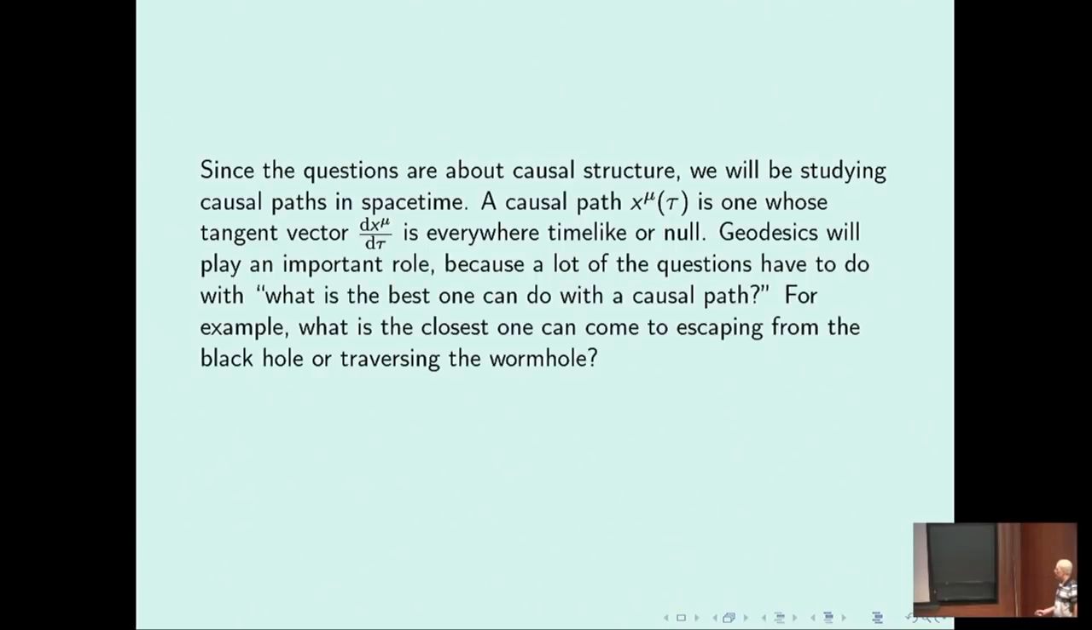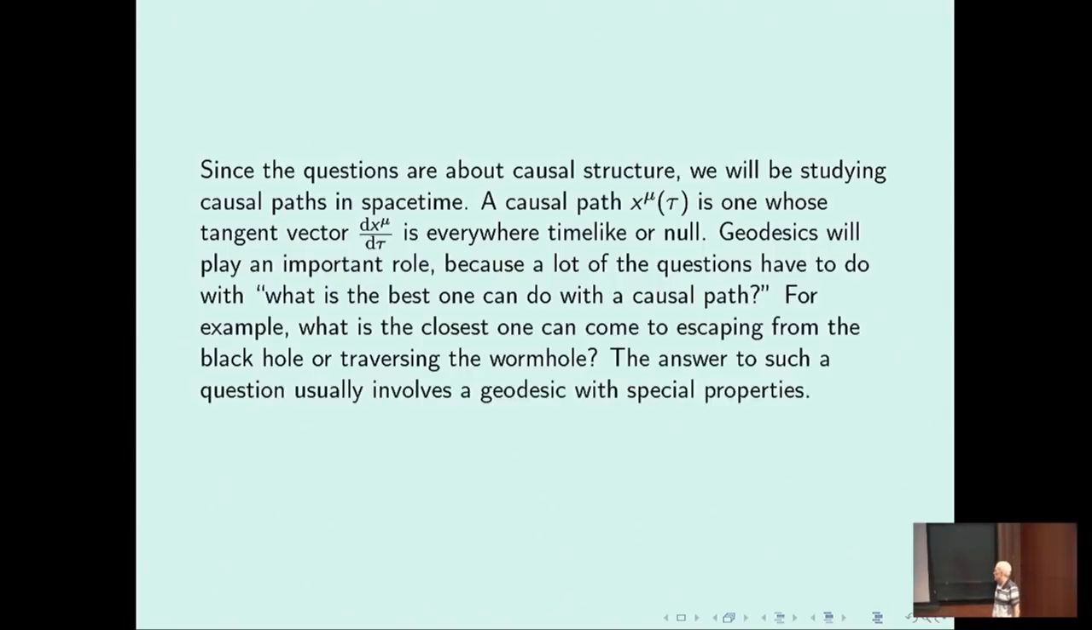So geodesics will be important because a lot of questions have to do with what's the best you can do with a causal path. For instance, what's the closest you can come to escaping from the black hole or traversing the wormhole? The answer to such a question usually involves a geodesic with special properties.